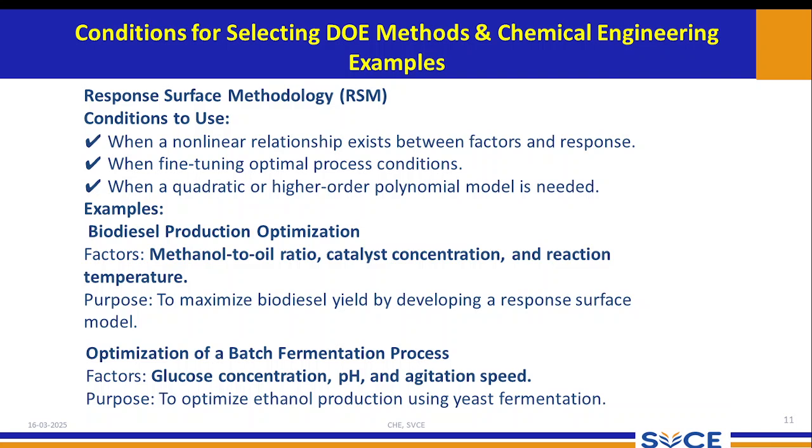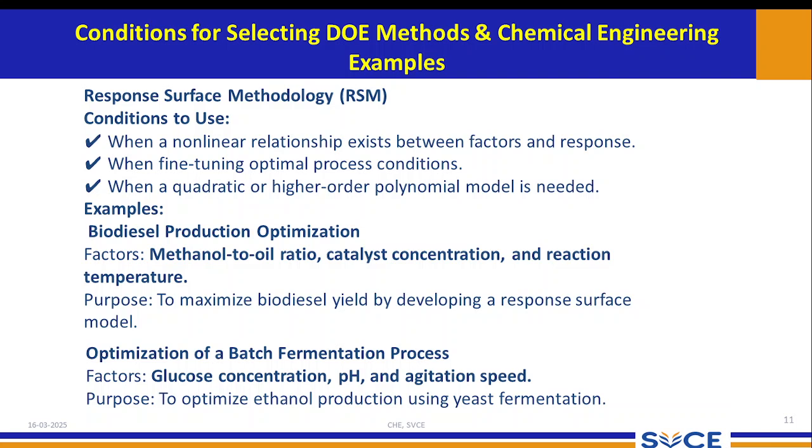Optimization of a batch fermentation process. The factors, that is the independent variables, are glucose concentration, pH and agitation speed. The purpose is to optimize ethanol production using yeast fermentation. So the ethanol production is the dependent variable, using yeast fermentation. In that case, the relationship between the factors and the response, that is the independent variables and the dependent variable, is a non-linear relationship.